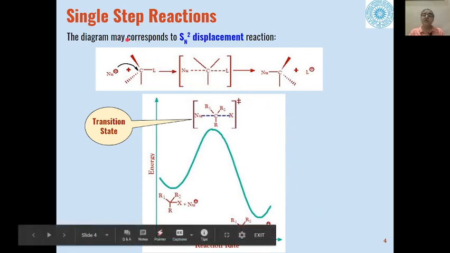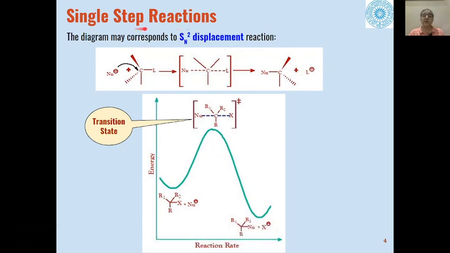Now we will see a few examples of different types of potential energy level diagrams. First is single step reactions. The most common example of a single step reaction is the SN2 type of nucleophilic substitution reaction.